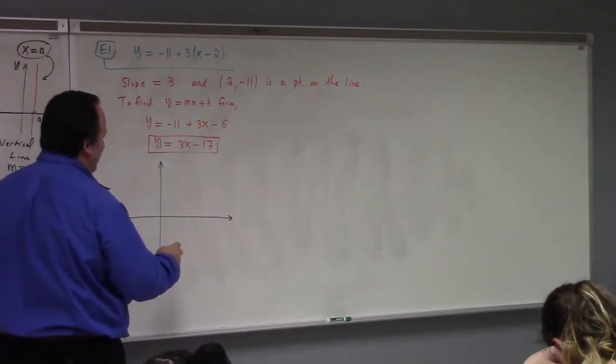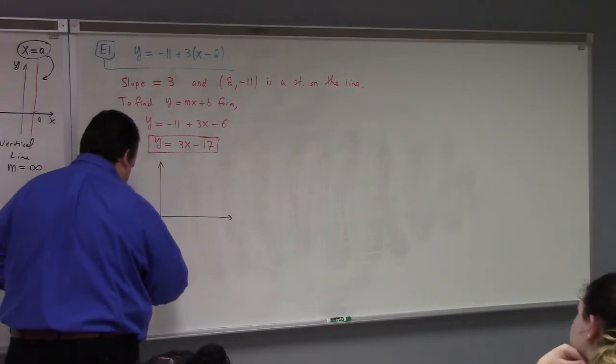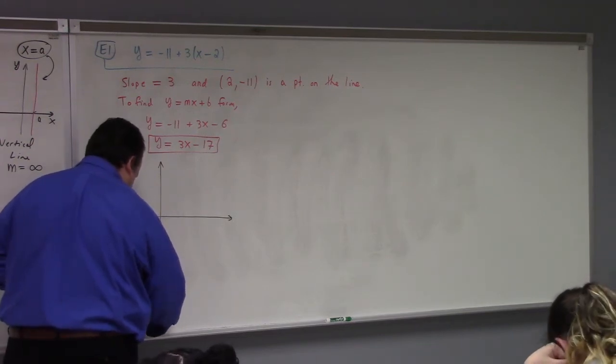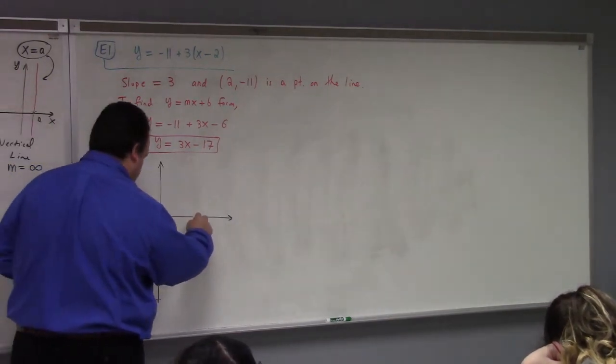Yeah, the y-intercept is negative 17, which I guess I'll make this minus 10, maybe make this minus 20 down here.